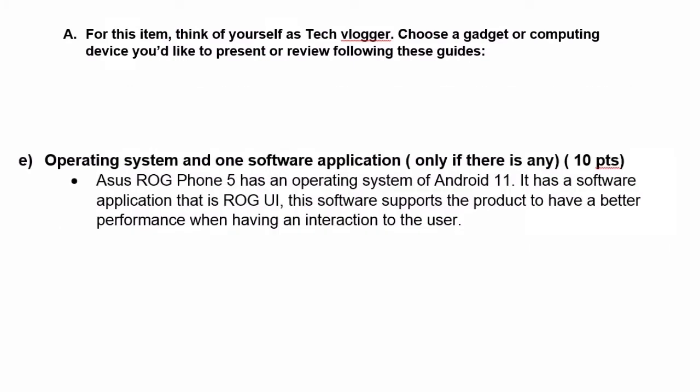And at last, letter E, the operating system and one software application. Based on my research, the Asus ROG Phone 5 has an operating system of Android 11. Mataas na Android na yan. And it has a software application that is ROG UI. Ito yung nakakatulong. This software supports the product to have a better performance when having an interaction with the user. Ito yung tumutulong sa device para makapagbigay ng mas maayos na service at performance din sa mga gagamit.